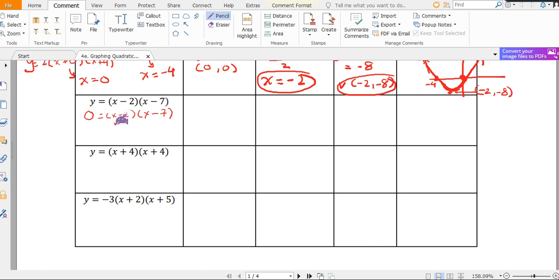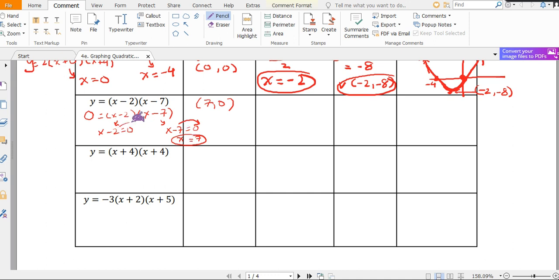Which means I either want x minus 2 to equal 0, or I want x minus 7 to equal 0. Well, look what happens when I solve that. If x minus 7 equals 0, move that to the other side, it becomes positive, so my x-intercept becomes 7. So one of my x-intercepts is (7, 0).